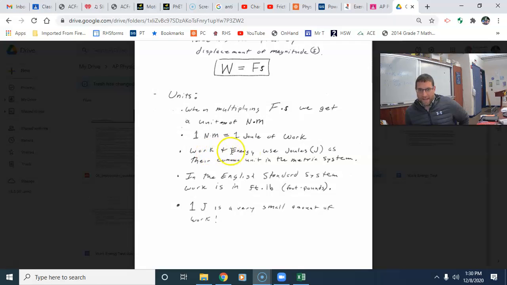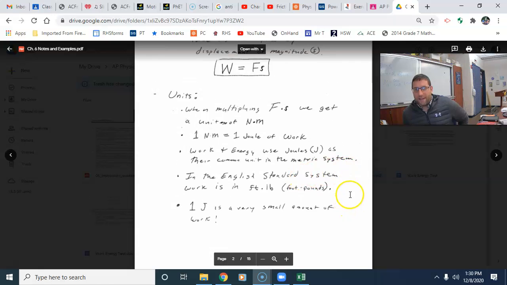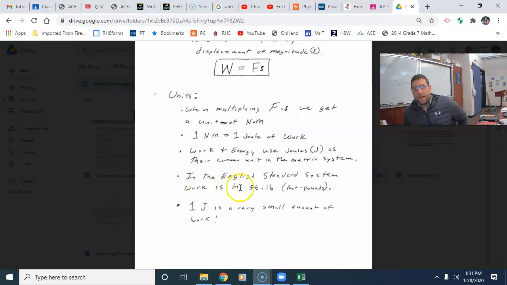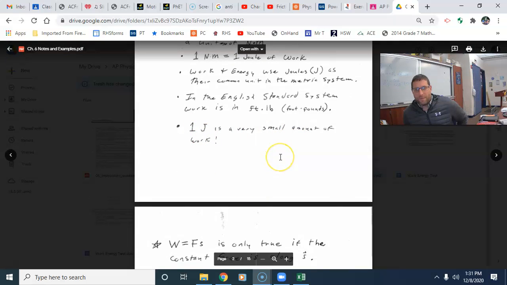So both work and energy, not just kinetic energy, all forms of energy, we use joules as the core common unit in the metric system. Just as an FYI, Newton meter, which again is a joule, its English equivalent is foot-pounds. And we might bring that up again later when we get to torque. And like I mentioned also, 1 joule is a very small amount of work.